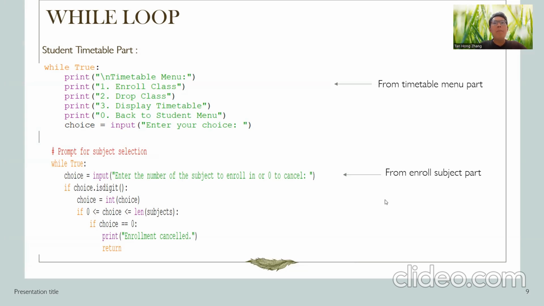For the second part, the enrollment subject part, you are prompting for the subject selection. While True, choice equals input: enter the subject you want to enroll, or enter 0 to cancel. Actually, above this code we have a section that lets students select the subject they want to enroll in, like first is programming principles, second is computer maths, and so on. So students can choose what subject they want to enroll in, and if their choice is equal to 0, it means they don't want to enroll in any subject, so you are going to print enrollment cancelled.